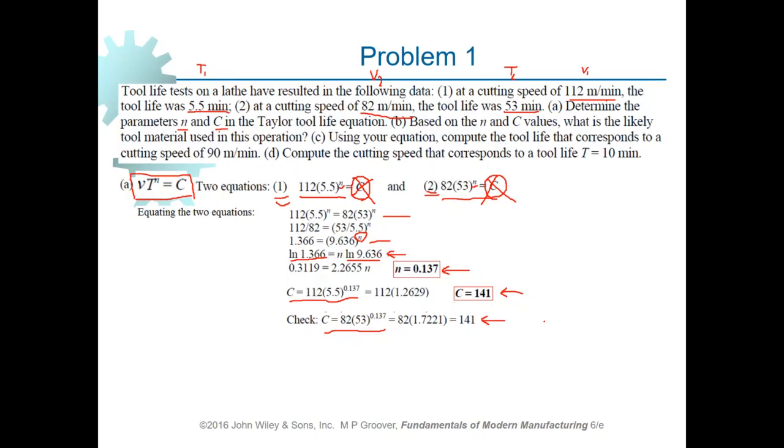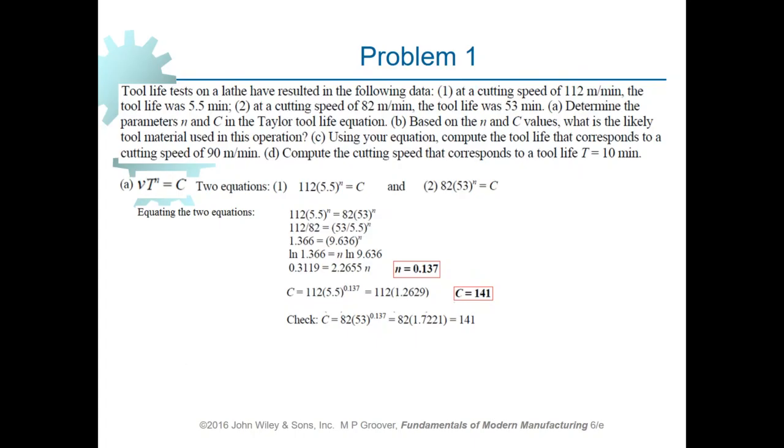Well, we are done with the computation of what is requested in part A. Now we've got to move on to the second part, which is part B. In part B, we are asked to find what is the tool material on the basis of the computed values of n and c. We have the values of n and c at hand. Now, how do we determine the tool material?